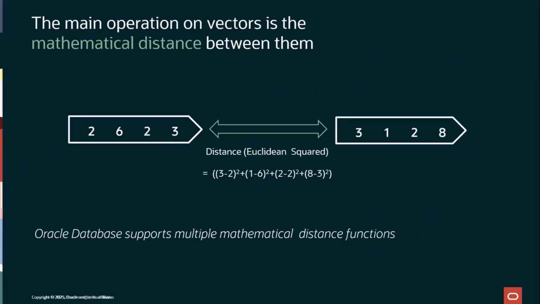Now, this semantic similarity is determined by the mathematical distance between two compatible vectors. Vectors are compatible if they're produced by the same transformer and have the same number of dimensions. Now, AI vector search supports multiple distance functions, and here we're showing the Euclidean squared distance computation.